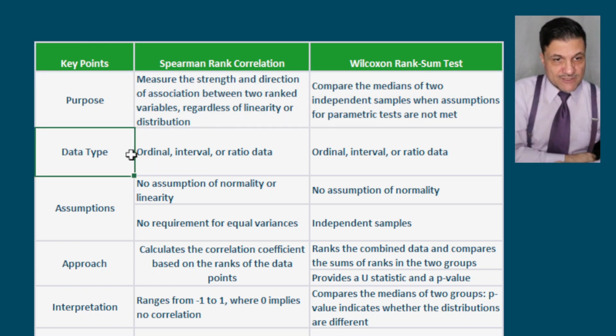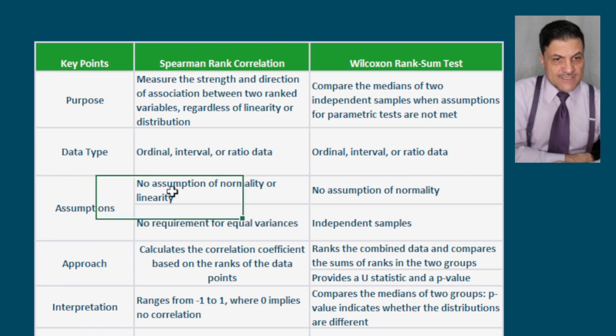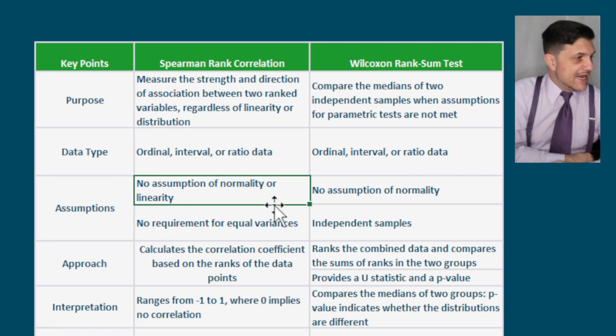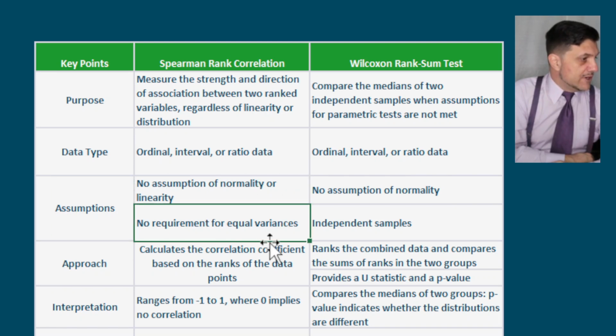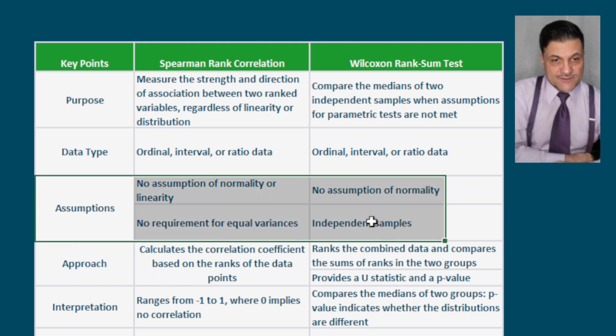Now, which type of data do we use? Ordinal, interval, ratio data, meaning just like regular data. Ordinal means you have to rank the data. Assumptions: no normality or linearity. No requirements for equal variances. No assumptions on normality, independent samples. So those are the assumptions of those methods.